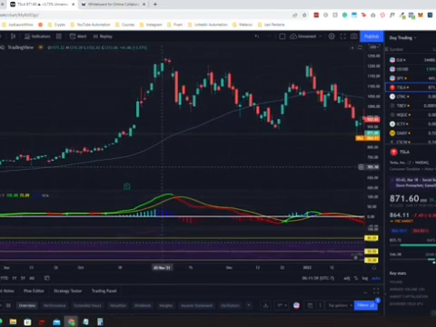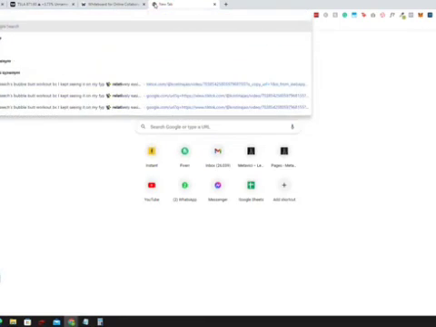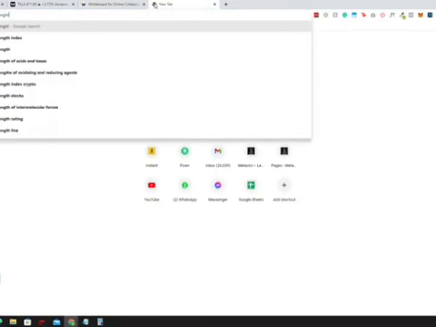And the next indicator that I have here on my TradingView setup is called the RSI. RSI stands for Relative Strength Index.